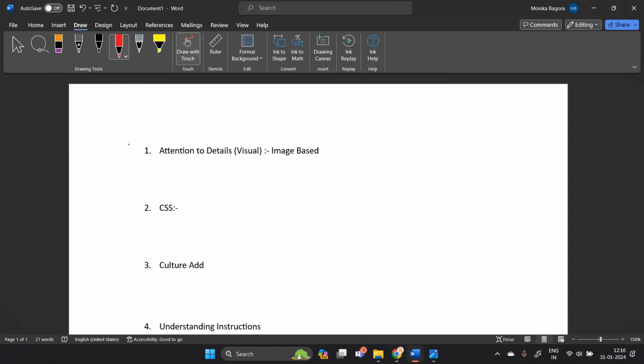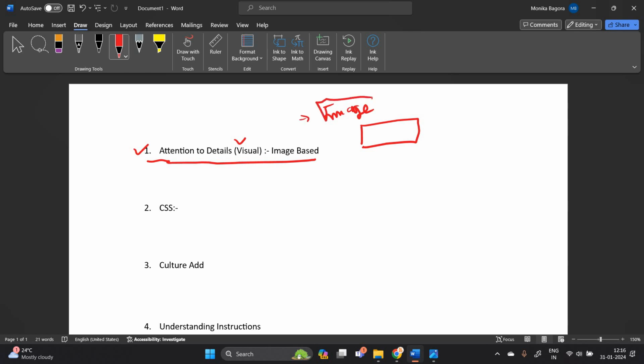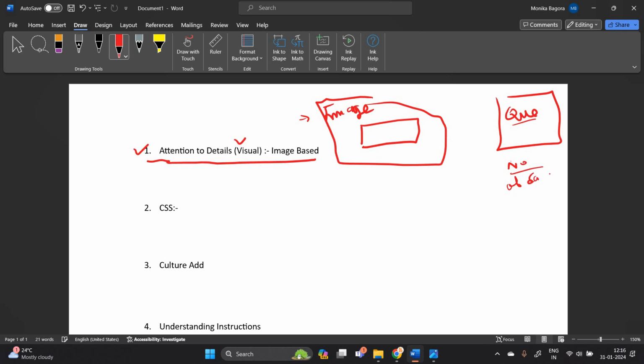Okay, so let's start. If you applied for the web engineer trainee exam and received the mail, the first section is attention to detail, visual image based questions. So what does it mean? In the image based questions you have to find differences in images. Suppose they give you one image and ask questions on the right side, like what is the number of squares in the particular image, or what are the differences in the image.